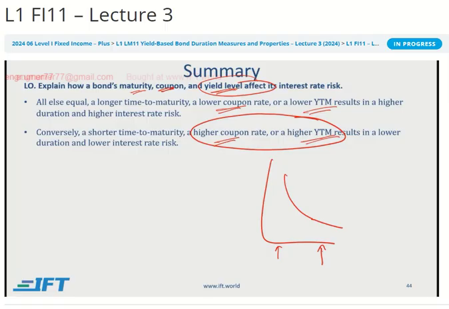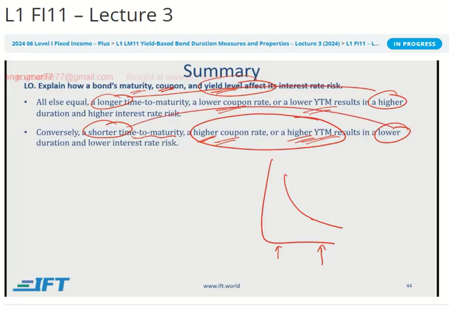So they are inversely proportional to your duration, Macaulay duration, higher, higher, and lower. So higher coupon, higher YTM means lower Macaulay duration. On the other hand, your time to maturity is positively linked to it. So a longer time to maturity means a longer duration, right? A higher duration, and a shorter time to maturity means a shorter duration because you're getting your money back sooner.